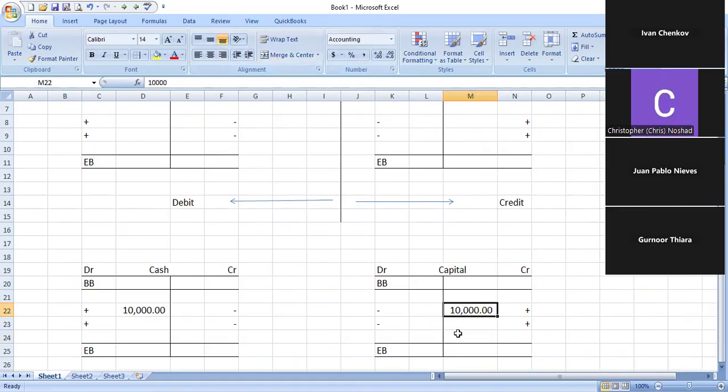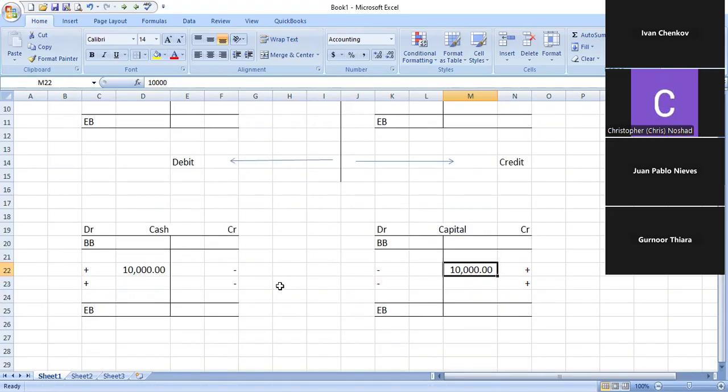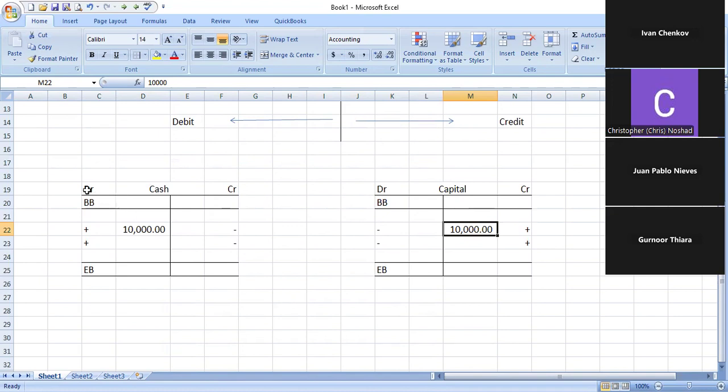So what's happening in this transaction? Owner invested 10,000 and the company owes the investor 10,000. So his capital increased by 10,000 and the company cash increased by 10,000. So the company raised the capital from the owner of the company. And then we're going to see more and more transactions with debit and credit, and you're going to see the idea.